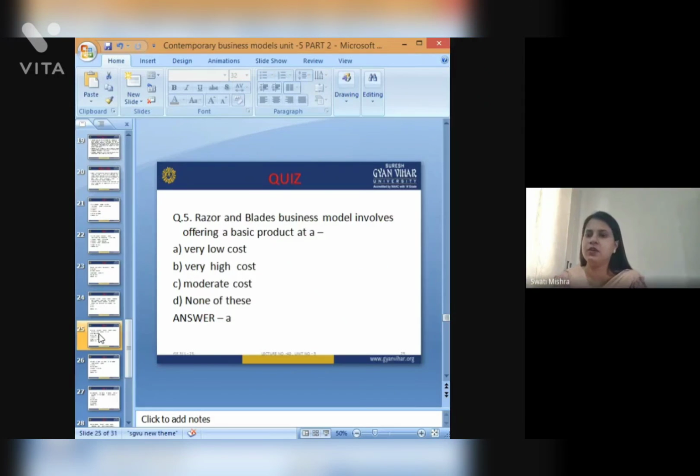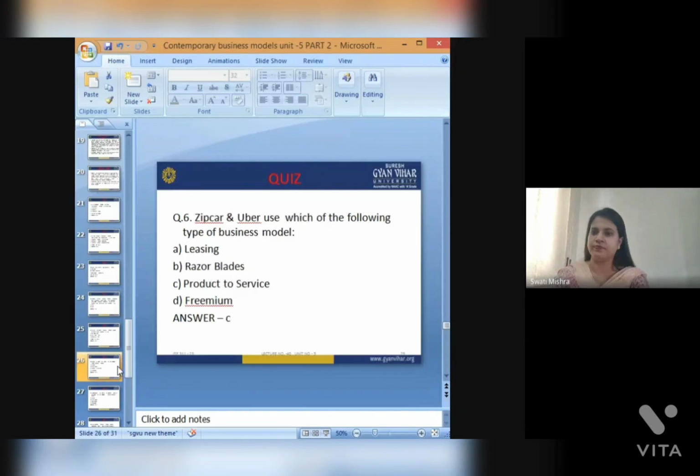Here's my next question. Question number 5. Razor and blade business model involves offering a basic product at A. Very low cost, B. Very high cost, C. Moderate cost, D. None of these. And the answer is A. Very low cost. Question number 6. Zipcar and Uber use which of the following types of business models? A. Leasing, B. Razor blades, C. Product to service, D. Freemium. And the answer is C. Product to service business model.